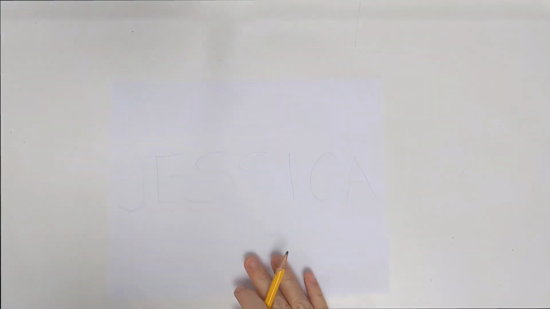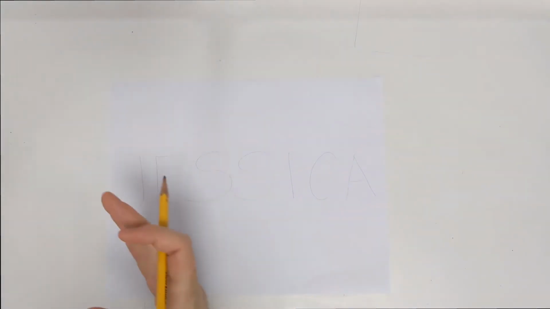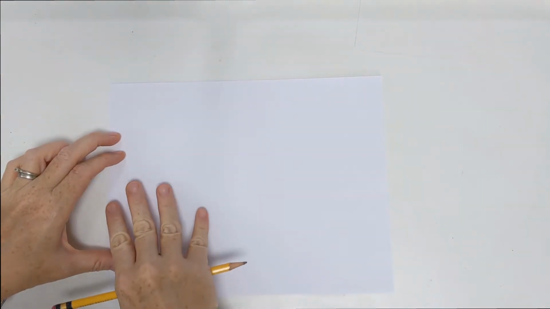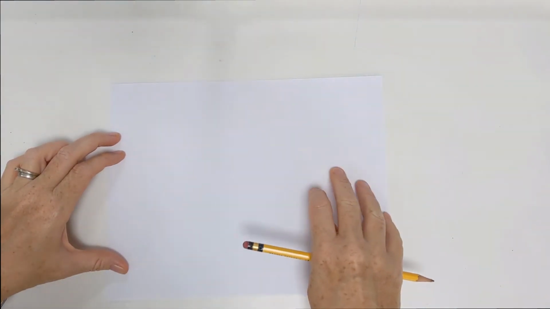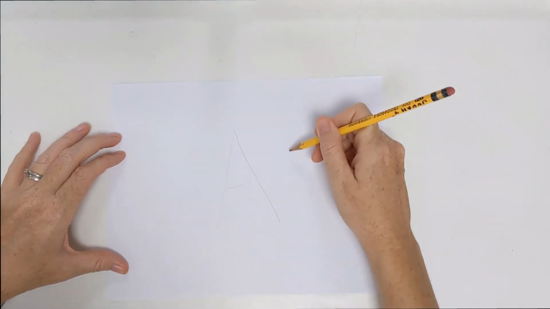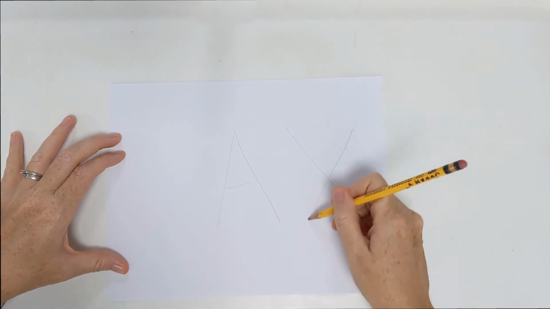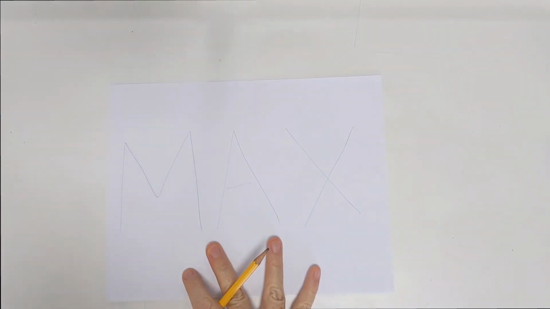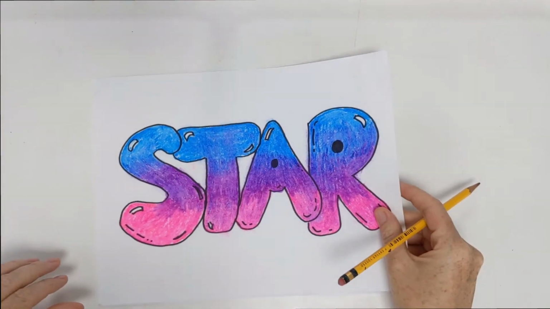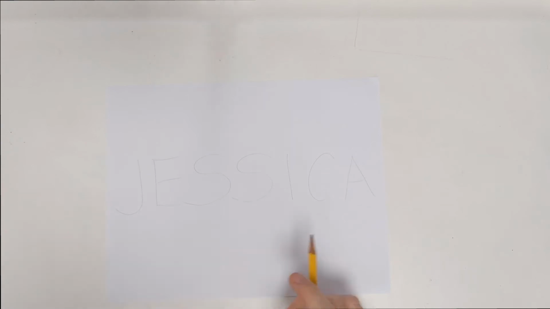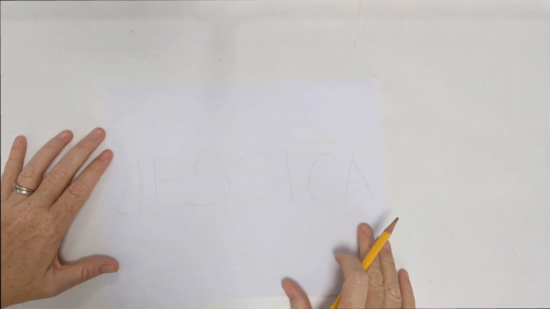Now, if your name is Max, then you are going to be able to write your letters a lot bigger because you only need 3 letters, M-A-X. And so I want to see that your letters are way bigger if you have a shorter name. You can see Max, super big letters, Star, big letters, Jessica, because I have so many letters, a little bit smaller. Now remember what we do for our bubble letters?